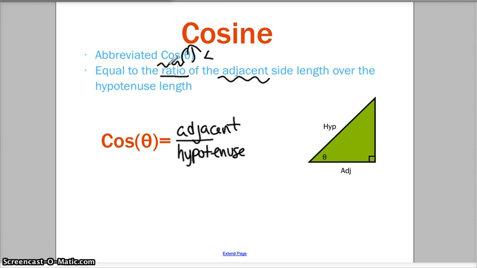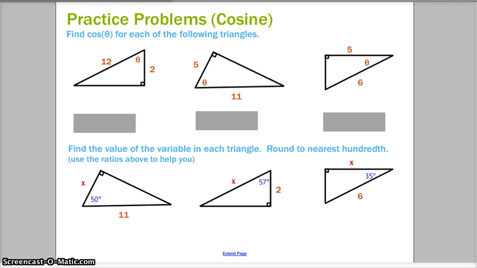So again, adjacent here is next to. Hypotenuse is always across from the 90 degrees. So let's look at a couple set ups. Here we're dealing with cosine. So when you look at your theta and you find your reference angle, you're going to have one value that is adjacent and one value that is your hypotenuse.